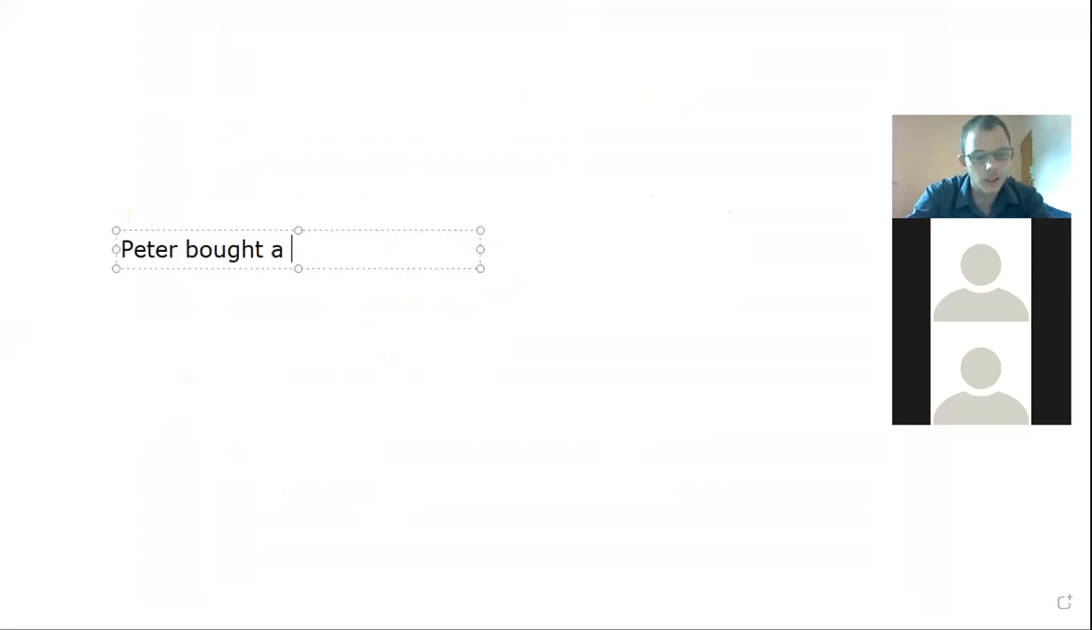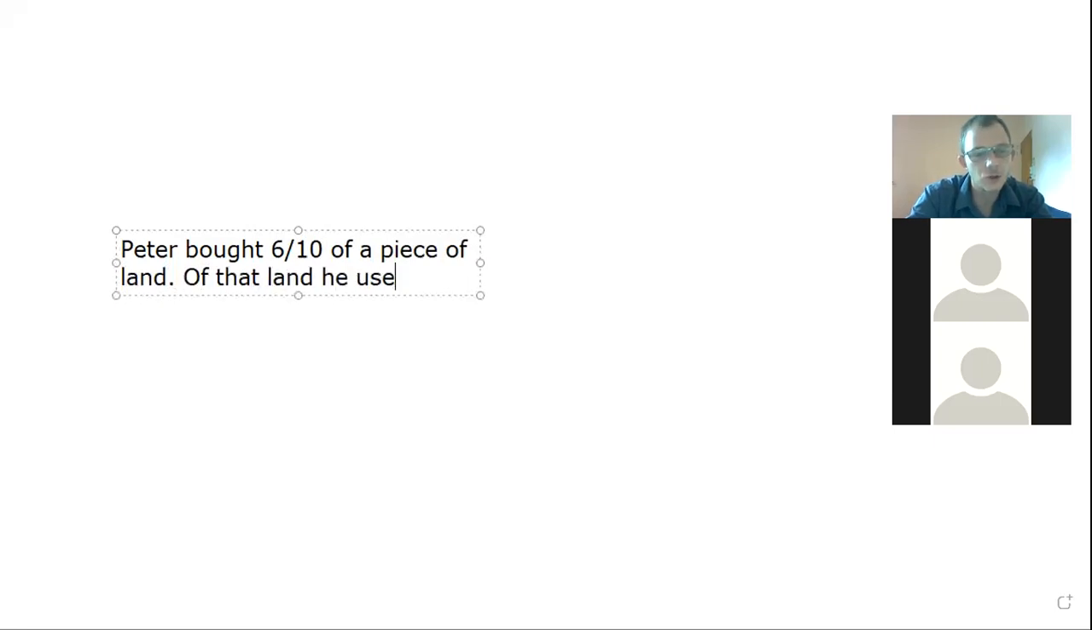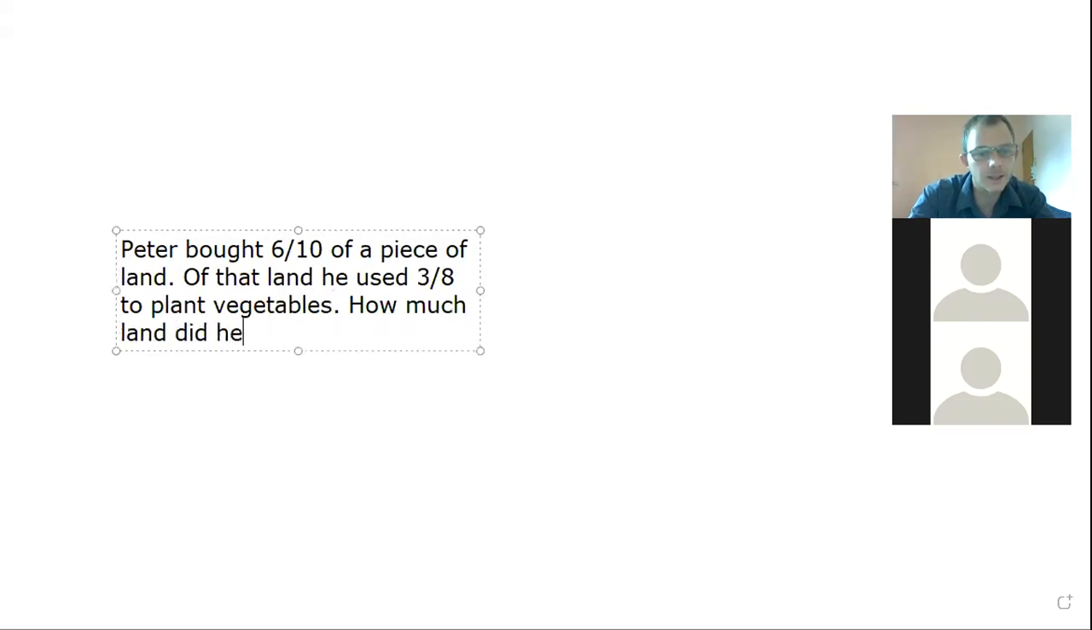Peter bought 6/10 of a piece of land. Of that land, he used 3/8 to plant vegetables. How much land did he use to plant vegetables? Is our question here.